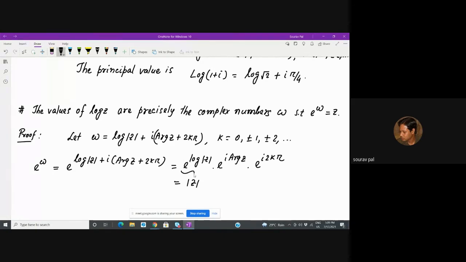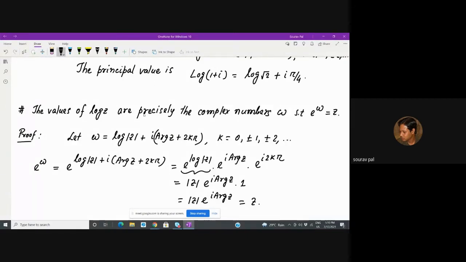And what is this quantity? This is e to the i theta, where theta is the argument, and this last quantity is 1. So this is precisely mod z times e to the i arg z. Mod z is the modulus, so this is of the form r e to the i theta, which is precisely the complex number z. So if W is of this form, then the equation e to the W equal to z is satisfied.